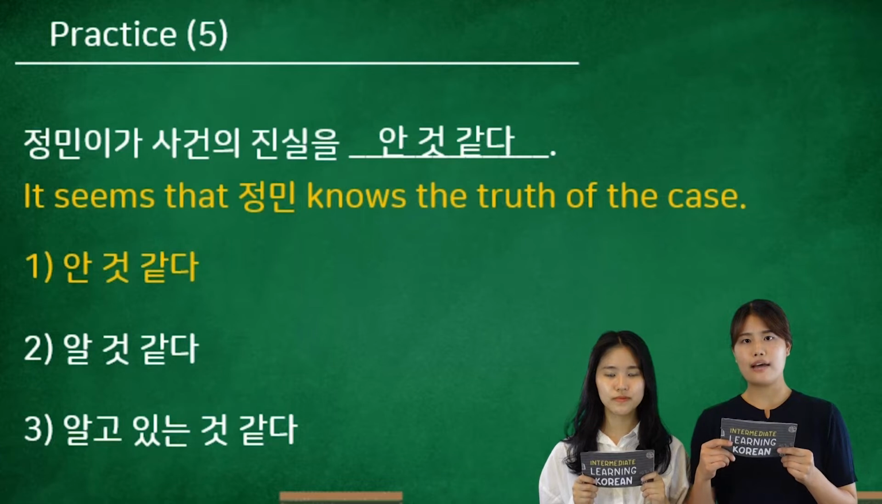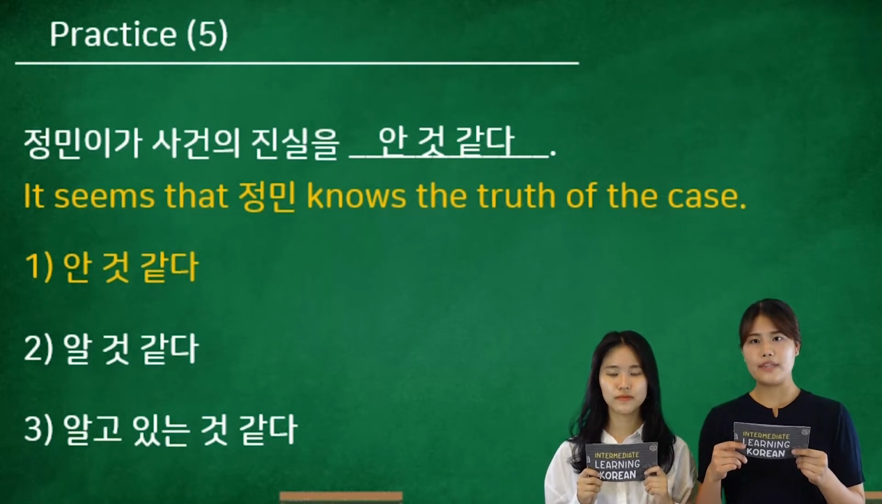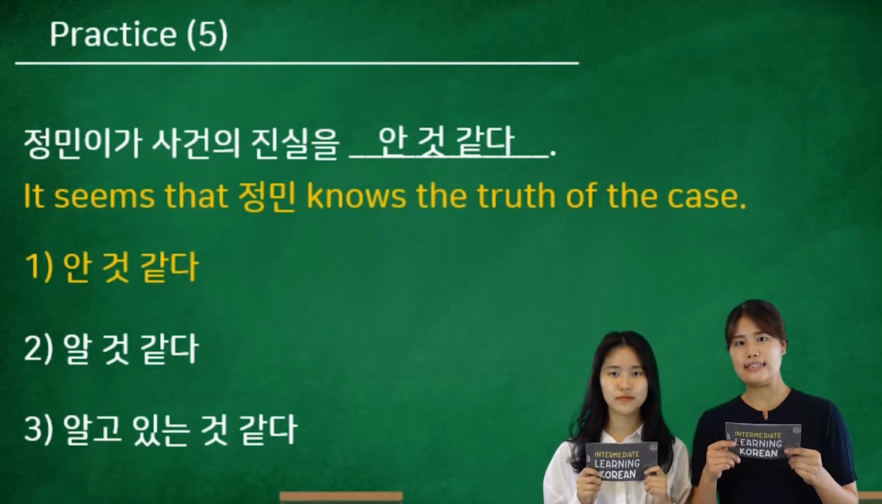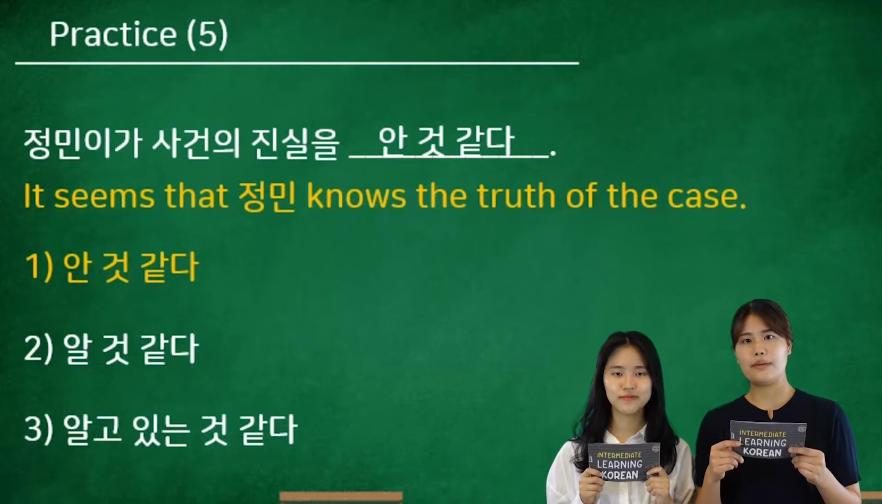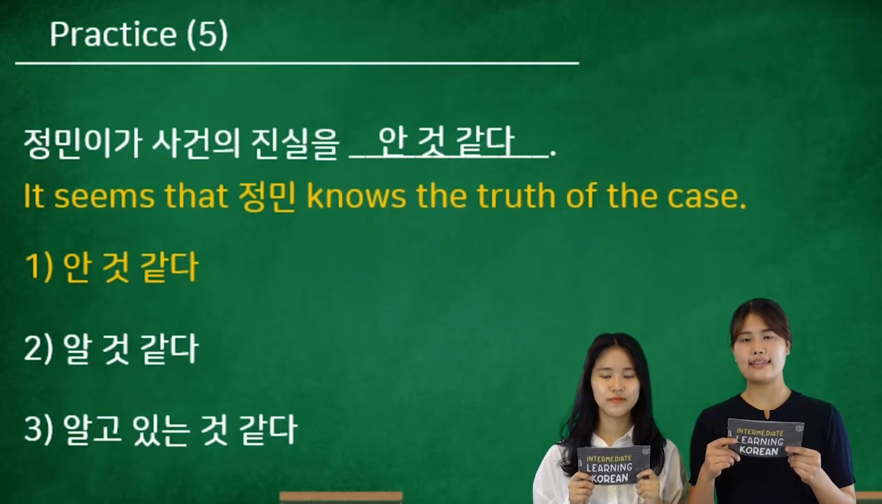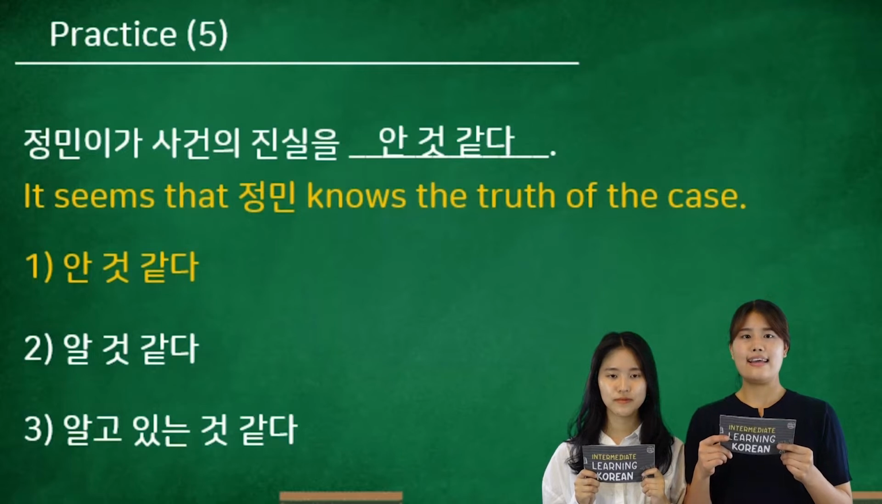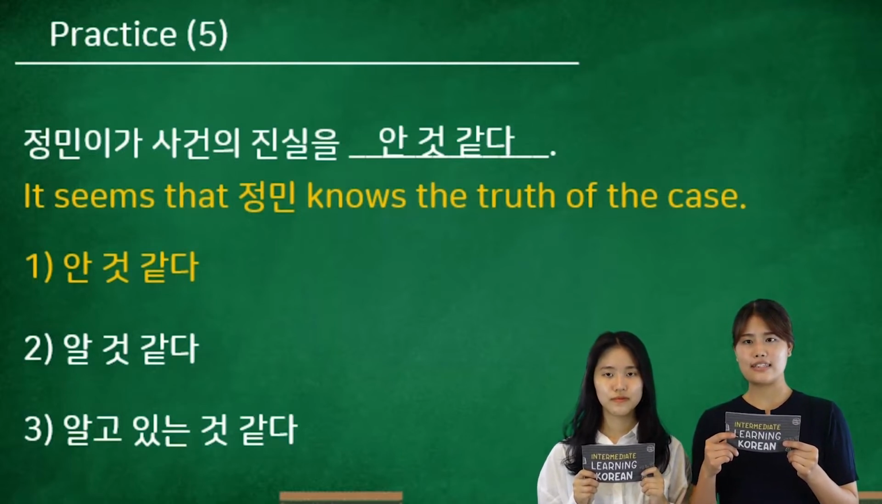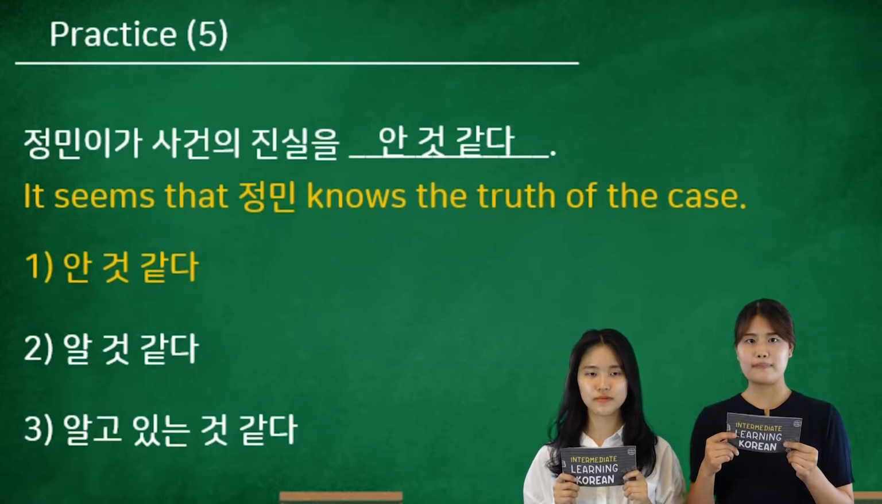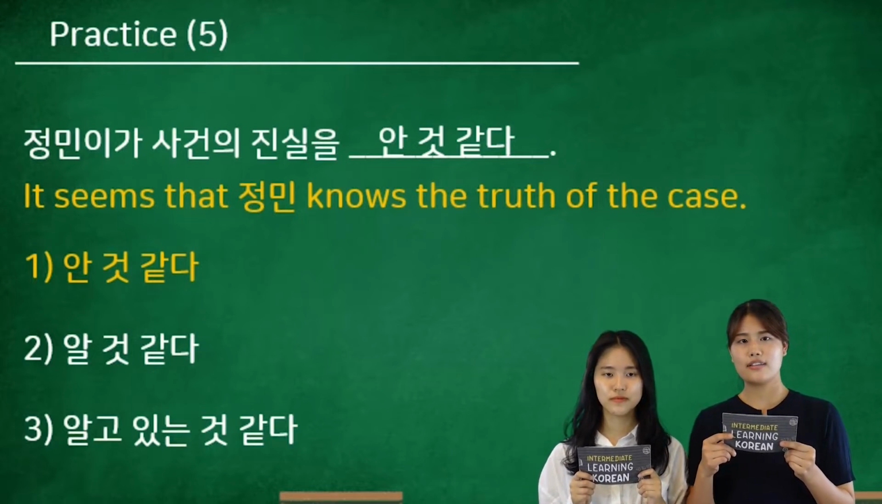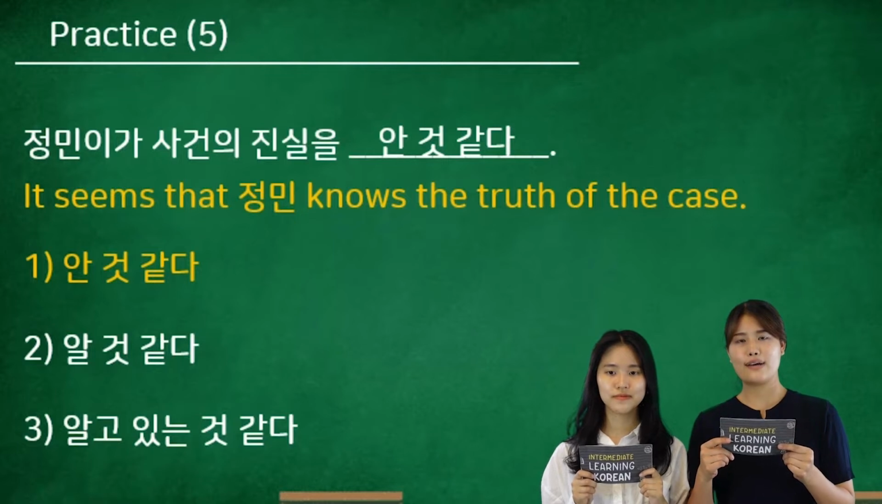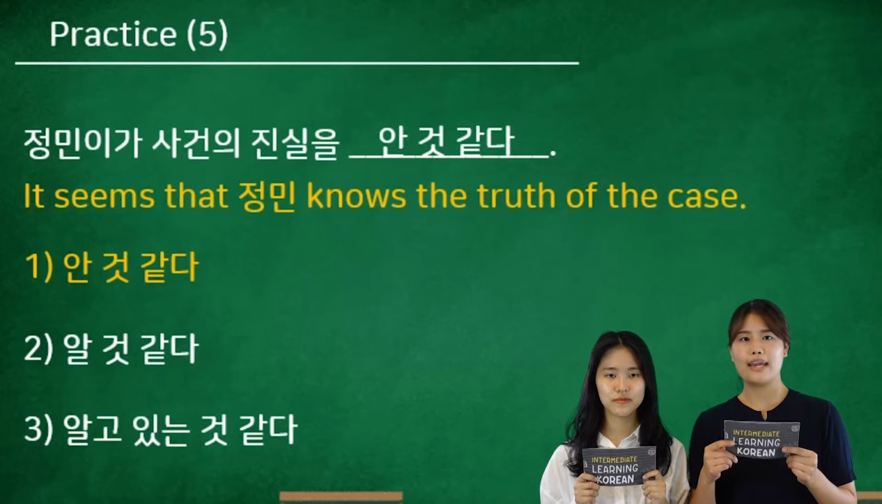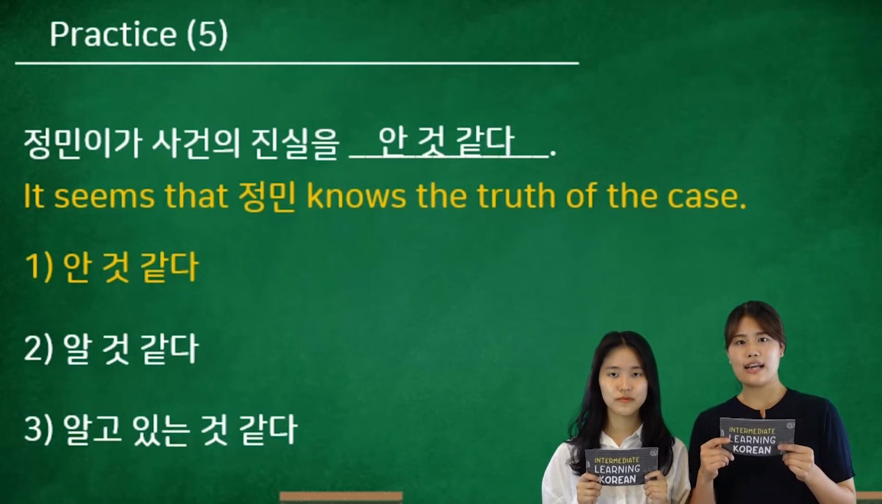If you remove 다 from the verb 알다, there is a final consonant ㄹ. So first, we can remove ㄹ and add 니은 것 같다. Then it becomes 정민이가 사건의 진실을 안 것 같다. Let's say together. 정민이가 사건의 진실을 안 것 같다. One more time.